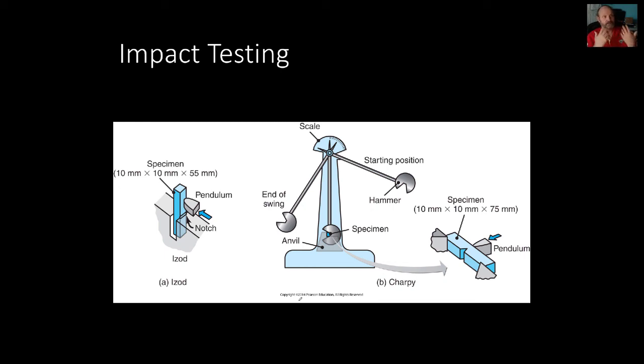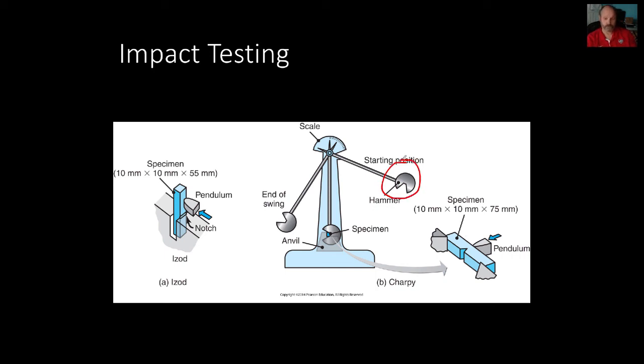So that's an impact force, and it's dependent on force and time. It's an amount of energy that this thing has to absorb in a very small amount of time. Impact testing is something that you will do in materials class, and we have one of these. It's basically a simple thing.